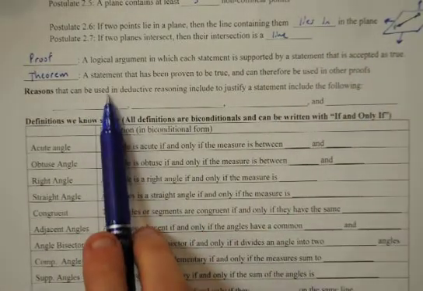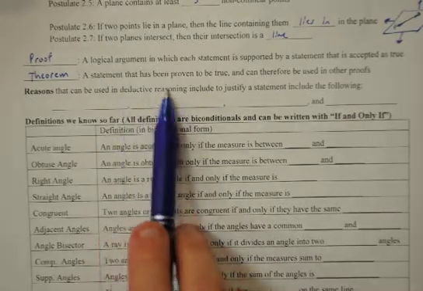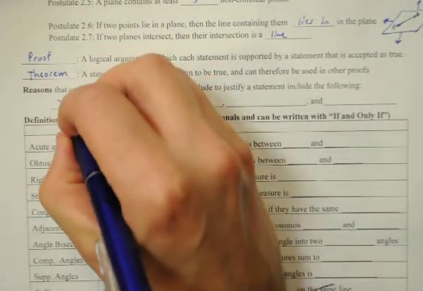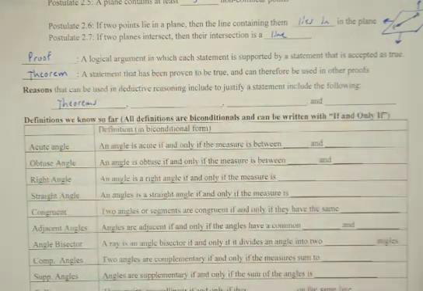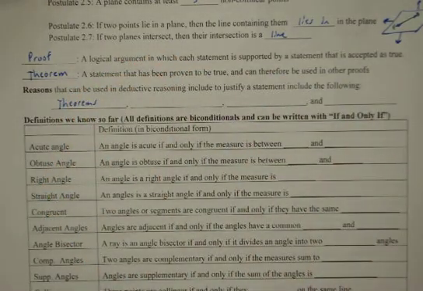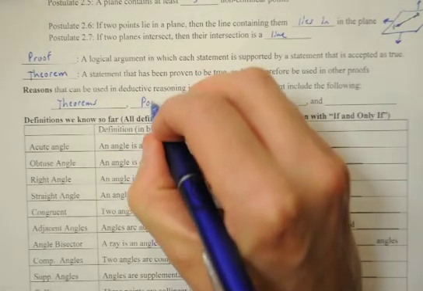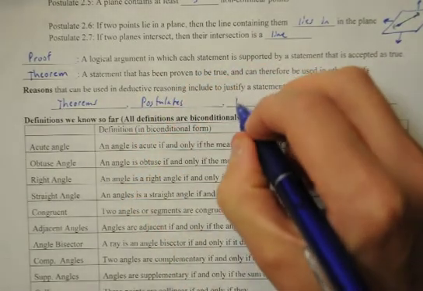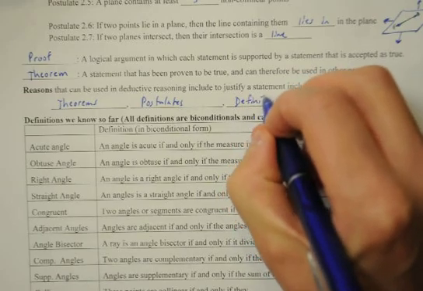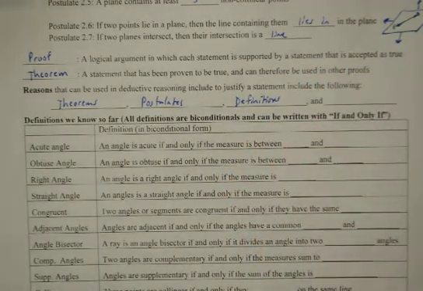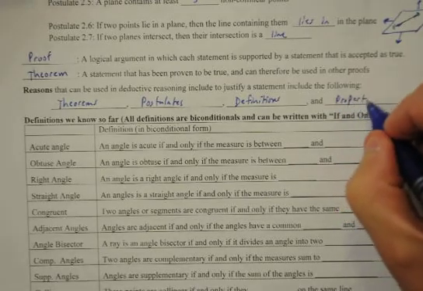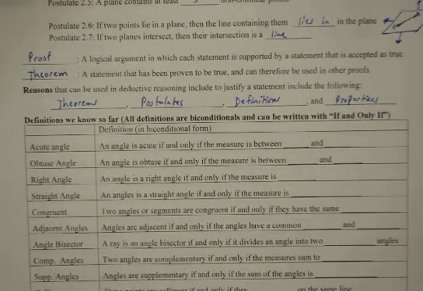The reasons that we can use in deductive reasoning include the following. They include theorems. We can use theorems to make new theorems. We can use postulates to make new theorems. We can use accepted definitions to make new theorems. And we can use properties that we've accepted. We'll get into those a little bit later.